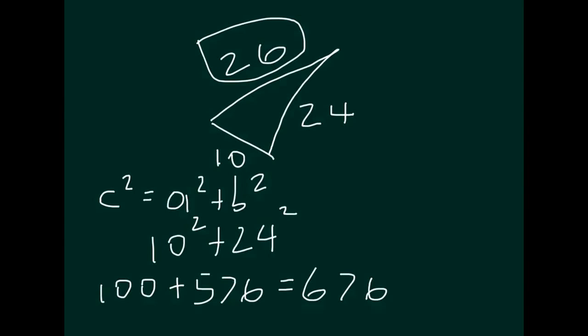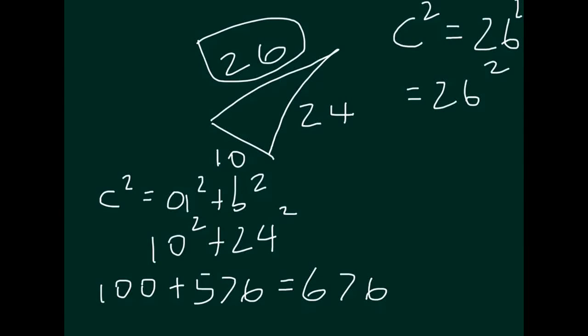So let's check the square of our hypotenuse. In this case, c is 26, right? So the square of our hypotenuse, or the square of c, is equal to 26 squared, which is, there you go, 676. So both of them are equal. Therefore, our triangle indeed is a right angle triangle. Look it over.